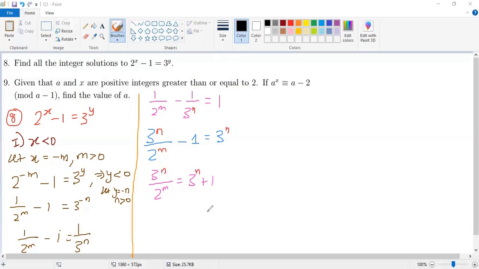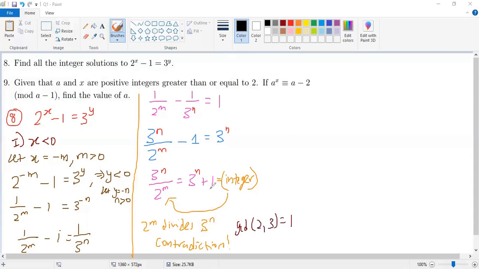So this is an integer. Because on the right hand side 3 to the power n plus 1 is an integer, this must be an integer. That means 2 to the power of m divides 3 to the power of n, a contradiction, because the primes 2 and 3 have no common factor. That's one common trick for exponent Diophantine equations like this. Because GCD of 2 and 3 is 1, no common factor. How can it divide? Primes are unique by themselves. Okay, that's the case where x is less than 0.